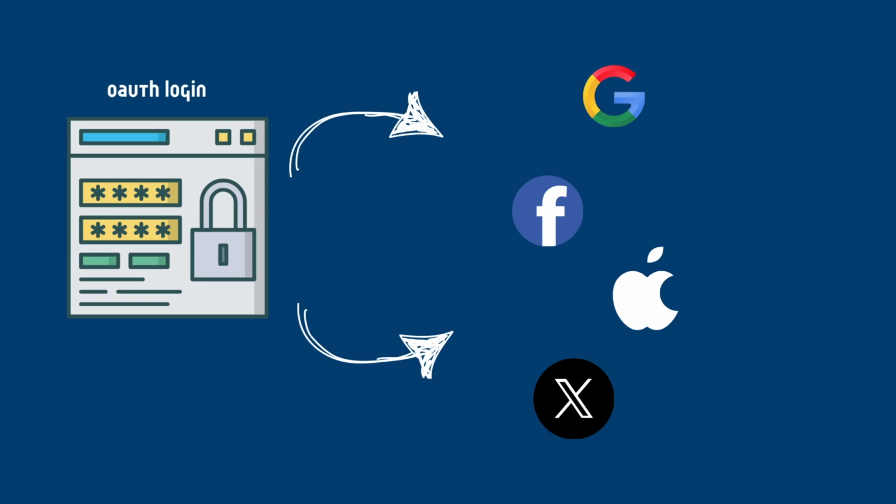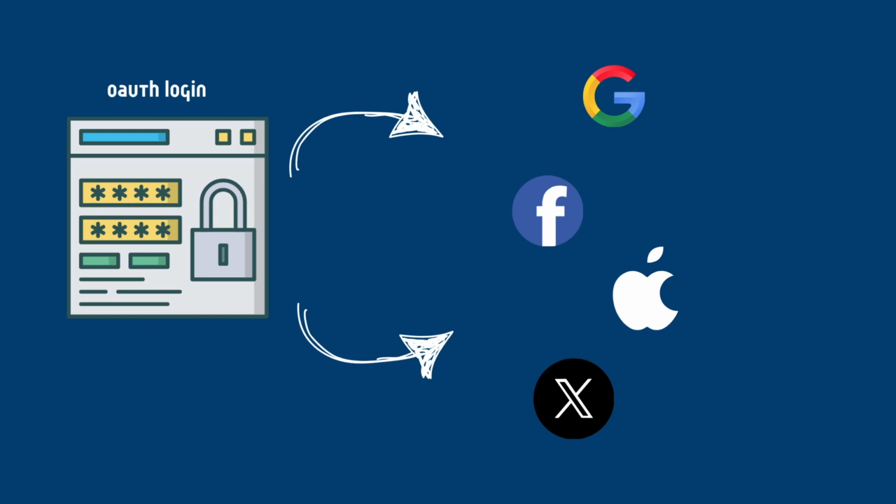Other than password-based authentication and passwordless methods, we also have social login. It's another auth method. Social login, also referred to as OAuth login sometimes, allows users to sign in to an app using credentials from another service like Google, Facebook, Apple or X. So instead of creating a new account with a new username and password, users can log in by authorizing access to their existing account on these social platforms.